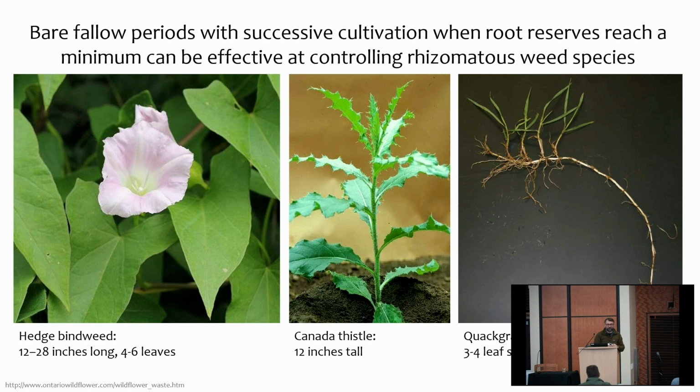Question over here. How often would you do cultivation after this? You're talking about succession. Yeah. So when it reaches the 3 to 4 leaf stage with quackgrass, for example, you go in and cultivate, all right, and then you let it grow up again to that point, 3 to 4 leaf stage, and then you cultivate again. And if you could do that 4 times in a row, you can really knock back your population.